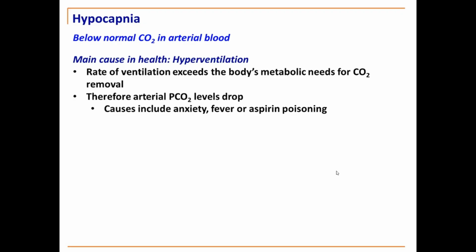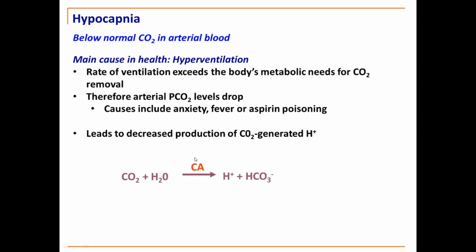You're starting to hyperventilate. You're therefore reducing the CO2 in your blood, so your arterial CO2 levels drop. You could hyperventilate voluntarily, as we've just talked about, but the more common causes really are things like anxiety, fever, but aspirin poisoning can cause it as well. And it leads to that decreased production of CO2-generated hydrogen ions. So you've got less CO2, so you've got less of these hydrogen ions, and therefore you get an alkalosis because your hydrogen ions have gone down, so therefore your pH has gone up. And because it's to do with your lungs, we're hyperventilating, we're thinking this is a respiratory alkalosis.